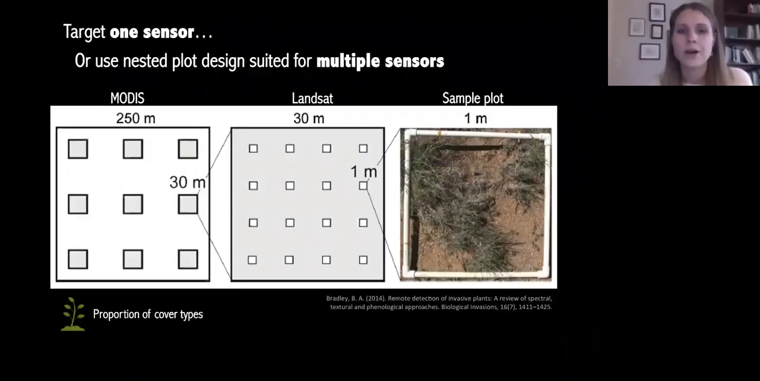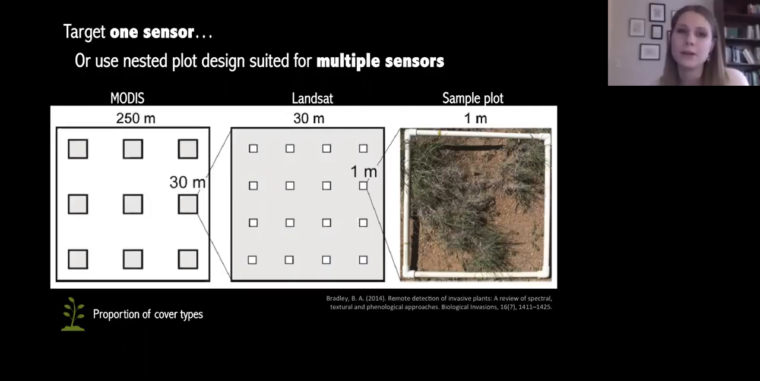And so when you're thinking about defining these areas, there's a couple of different ways a study could be designed. On one hand, you could target one sensor. Like I said, you could measure over a 30-meter pixel and everything is scalable directly to Landsat observations. Or alternatively, you might want to use something like a nested plot design shown here, where you might record information at a smaller unit, say a 1-meter vegetation sample plot, have a set of 1-meter plots embedded within a 30-meter area representing a Landsat pixel, so giving us a sample of cover within that 30-meter area.